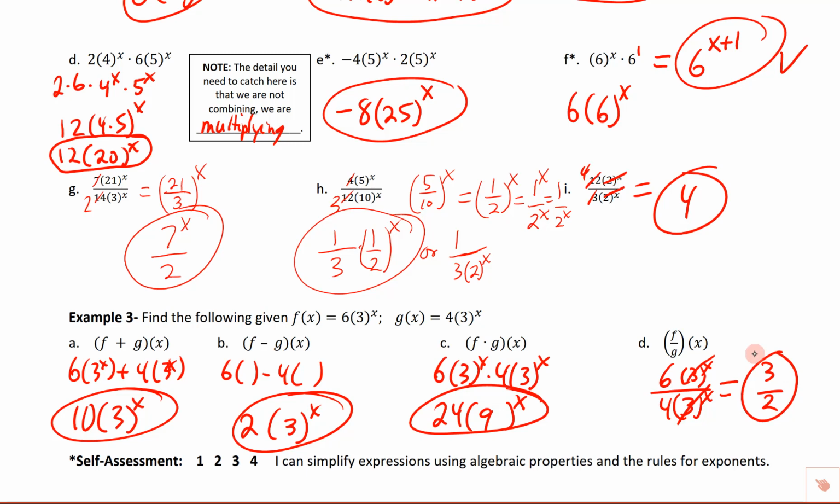Now, go ahead and circle the self-assessment. If you want to stick around for one quick thing, I would like to show you a different way to do this particular problem and this one right here. So I'm going to put a circle around this one and a circle around this one.